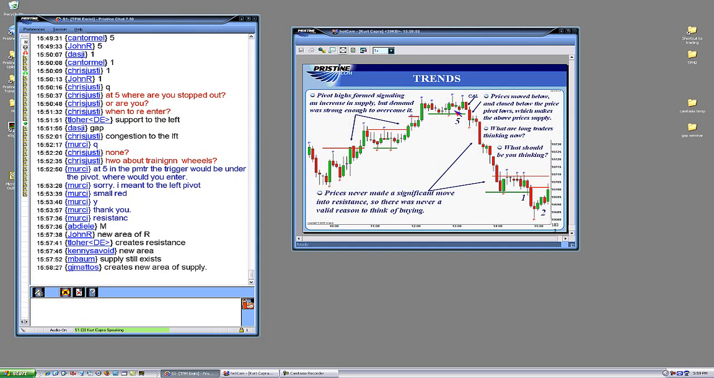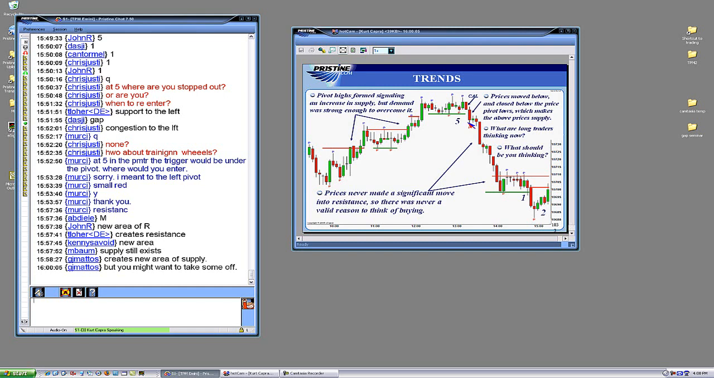Then we start to consolidate a bit more here. Several attempts to move higher result in topping tails, and then we get this bar that closes on its low, which is then followed by a breakdown. Breakdown and close below the base here, which tells us that supply is increasing. Yeah, you might want to take some off, sure, but I wouldn't exit the entire position.